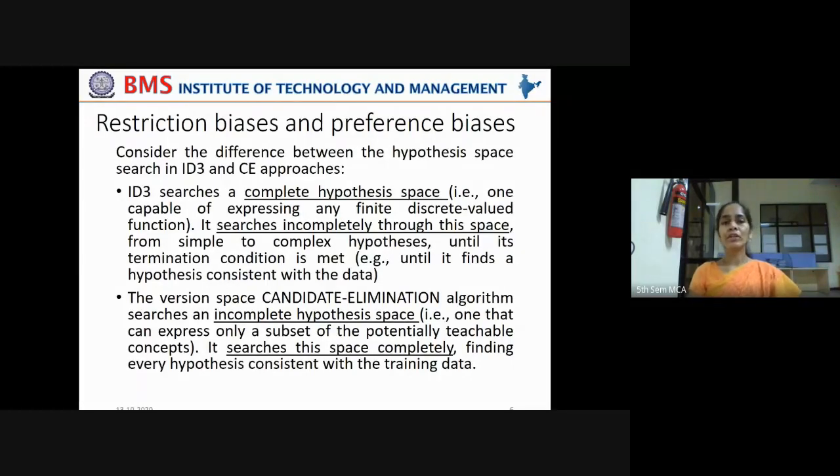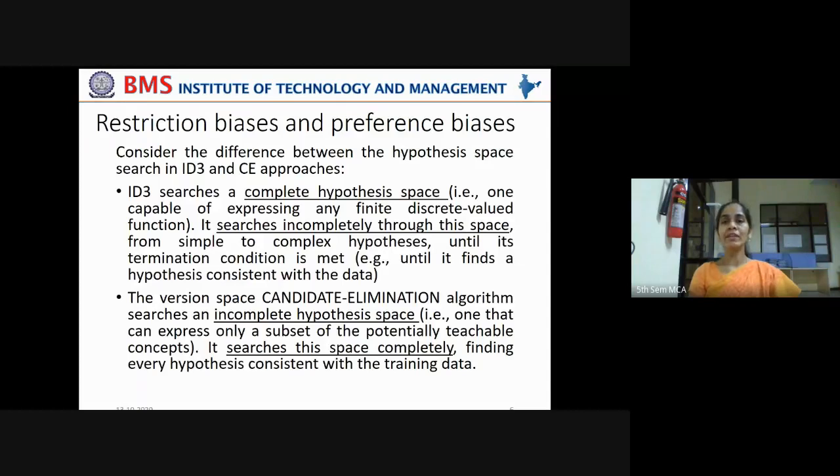Now, the important concept: restriction biases and preference biases. Let us understand, with respect to these two algorithms, ID3 and the candidate elimination algorithm, what restriction bias and preference bias are. Try to understand the meaning first. Restriction bias means there is some restriction on the biases; it has some restriction in selecting the assumptions. Preference bias means you can prefer it. You don't have any restriction. You can make a choice in the bias, right? Now let us proceed and see what exactly they are.